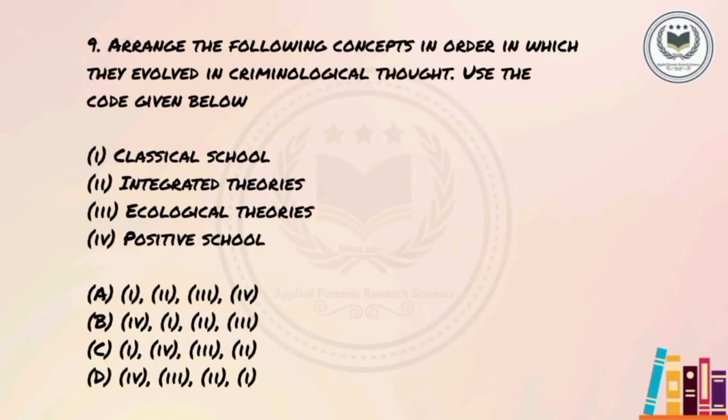Now next MCQ, that is ninth: arrange the following concepts in which they evolved in criminological thought. First, classical schools; second, integrated theories; third, ecological theories; and fourth, positive schools.